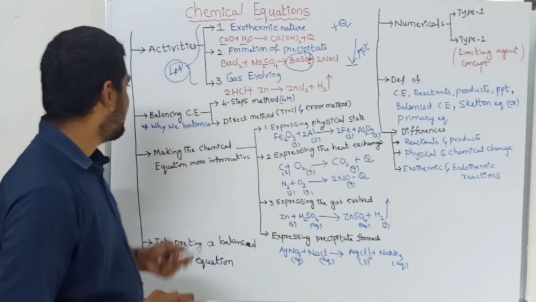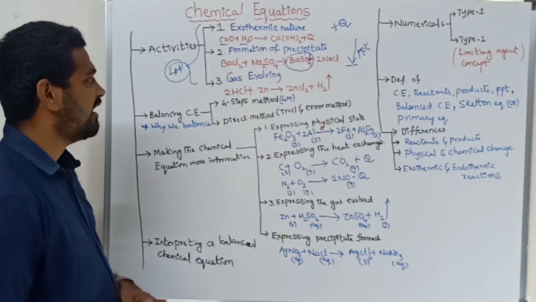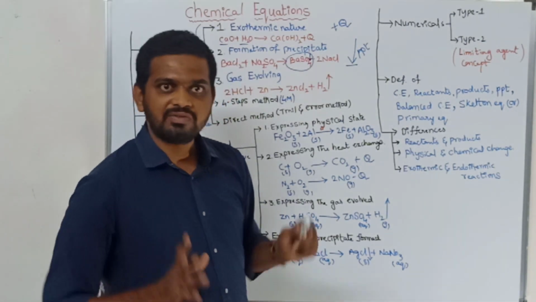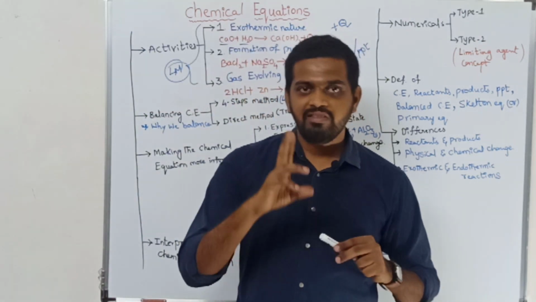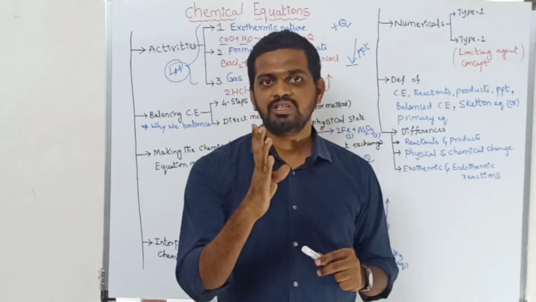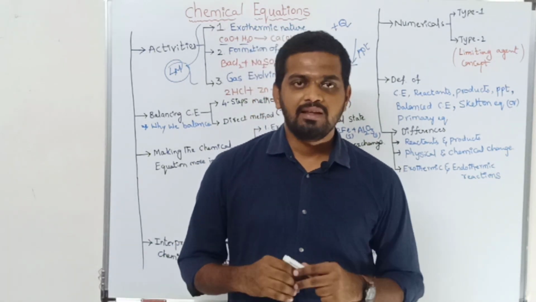Clear, children? And coming to the second topic, balancing the chemical equation. This is very, very important in this lesson. I divided balancing the chemical equation into 2 types. The first one is the forced test method. The second one is the trial and error method.